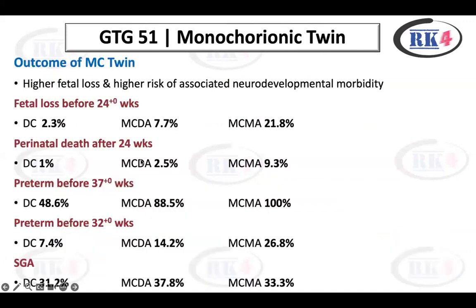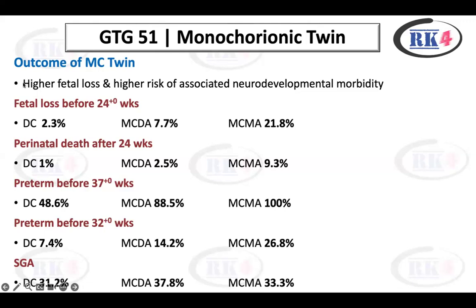Now, in the guideline, they have mentioned, I will not go into reading this slide, but just know that they have talked about the outcome of monochorionic twins. There are chances of fetal loss, chances of perinatal death, preterm birth before 37 weeks, extreme preterm birth before 32 weeks, or small for gestational age. And they have given the comparison. They have quoted different studies, comparing what happens in dichorionic, in monochorionic diamniotic, and in monochorionic monoamniotic twins. So you can just go through this, because it is going to give you an idea. I'll just tell you how to read this information.